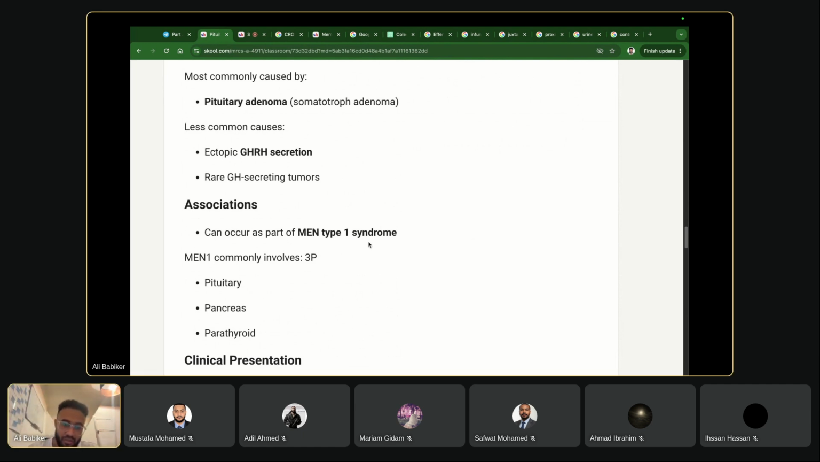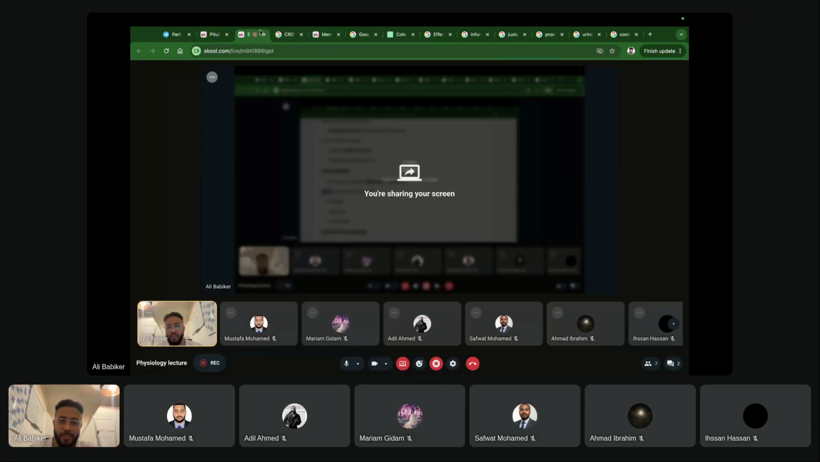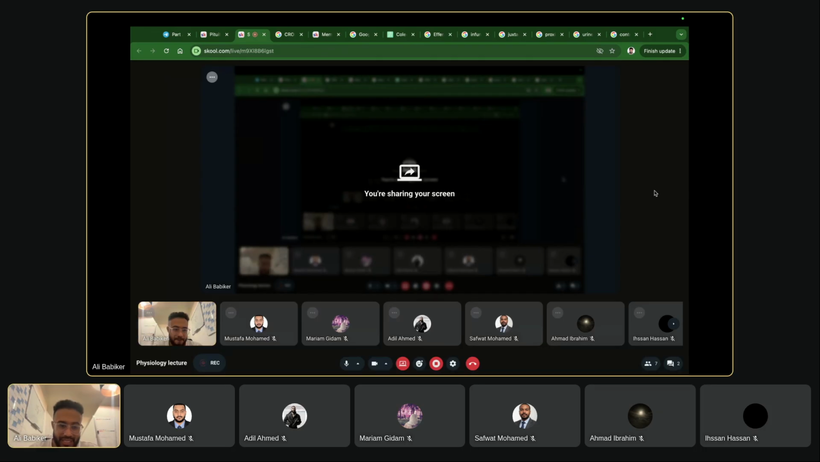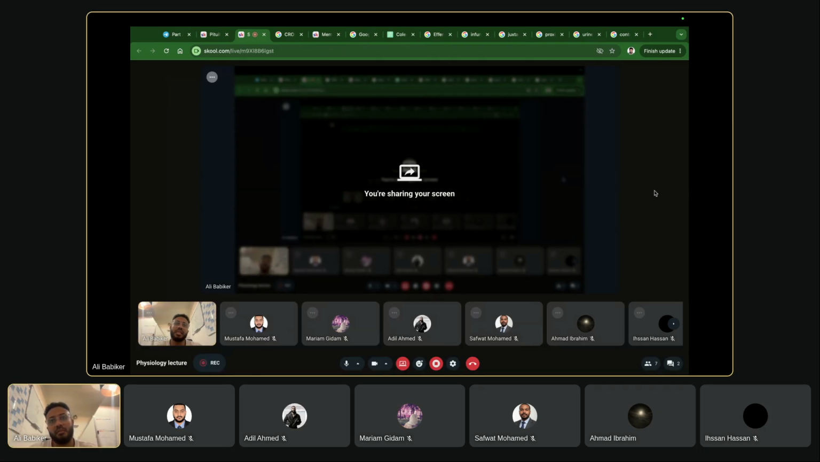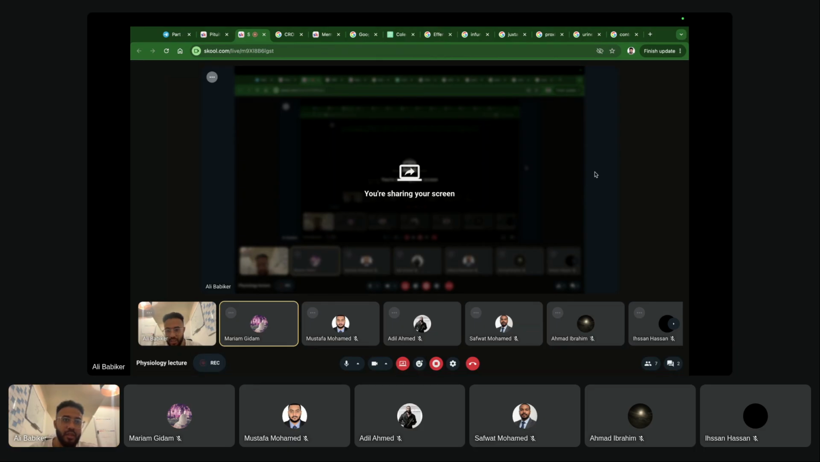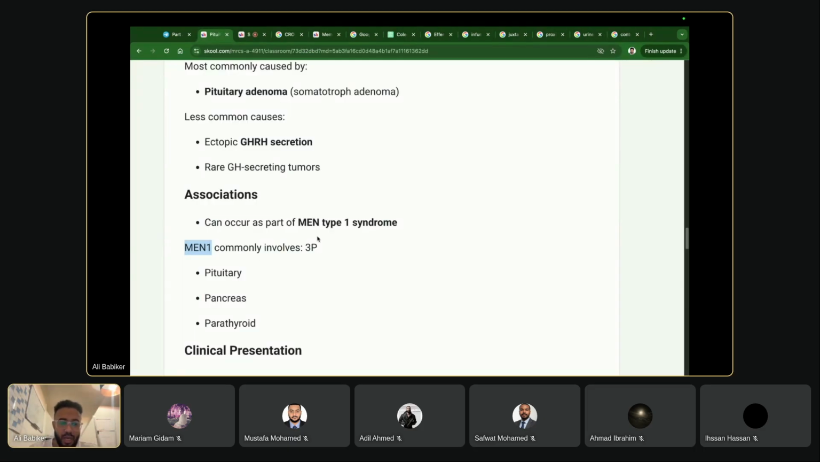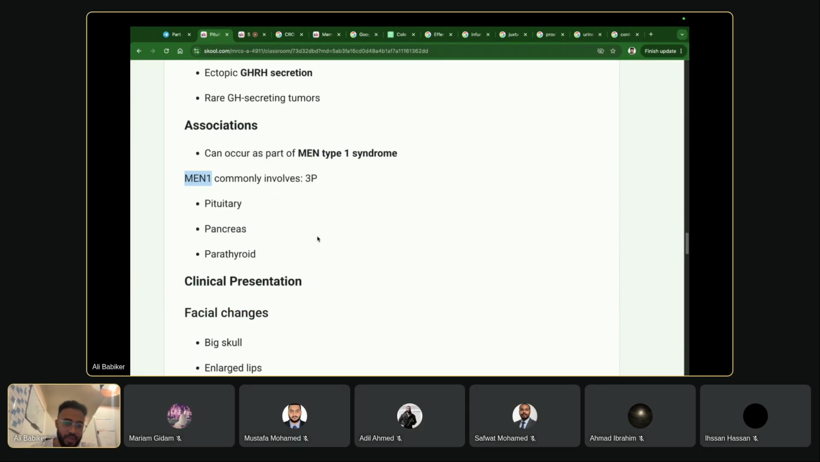MEN type 1, we'll come to that in detail in the pathology, but I want you to remember. What does MEN stand for? Multiple endocrine neoplasia. Yes, multiple endocrine neoplasia. Fantastic. And in MEN 1, you will have pituitary tumors, pancreas, and parathyroid.